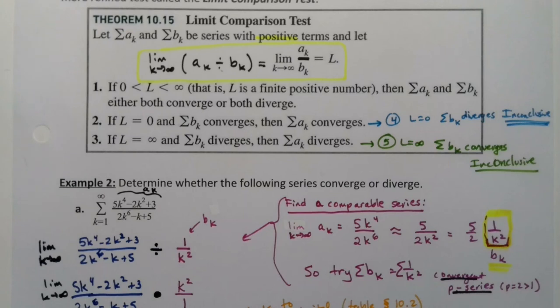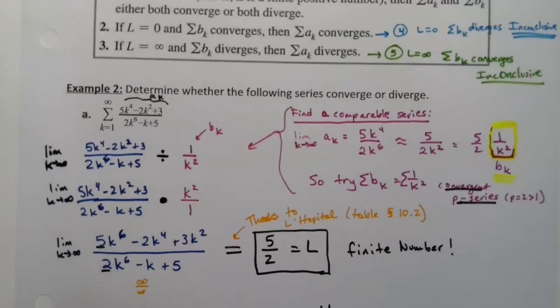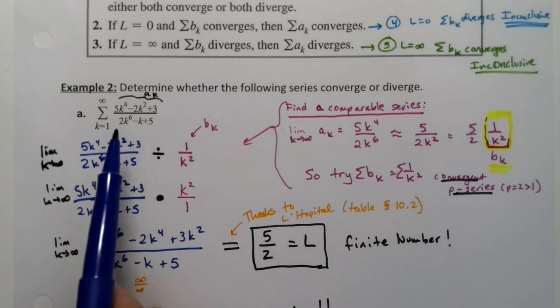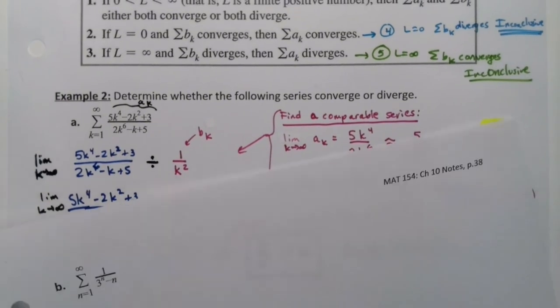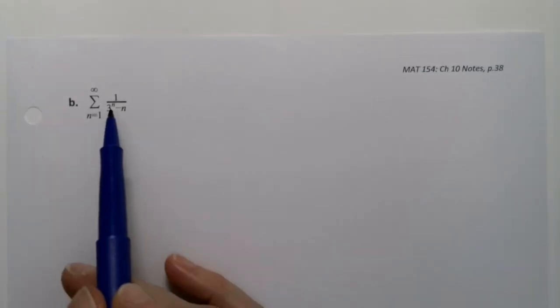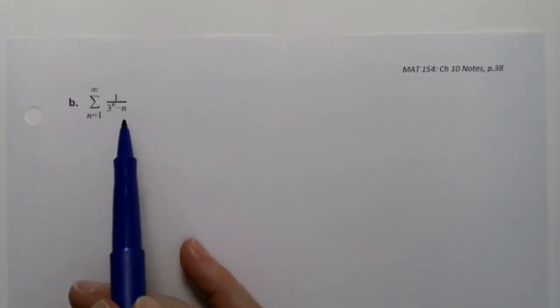So the limit comparison test worked well, and we didn't have to mess around with the direct comparison. So let's keep practicing it for other problems. All right, so I have 1 over 3 to the n minus n.